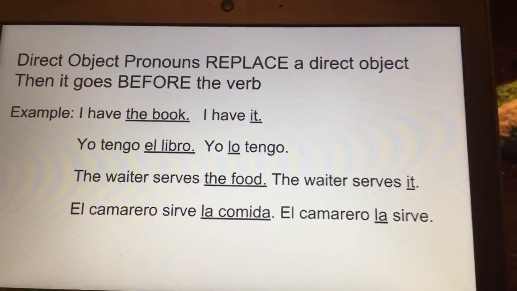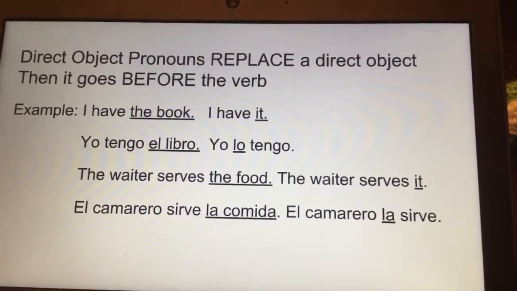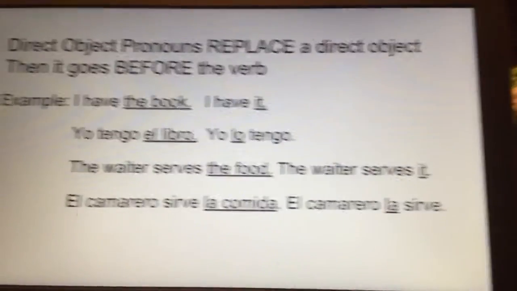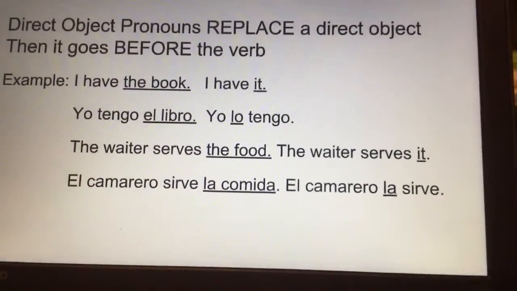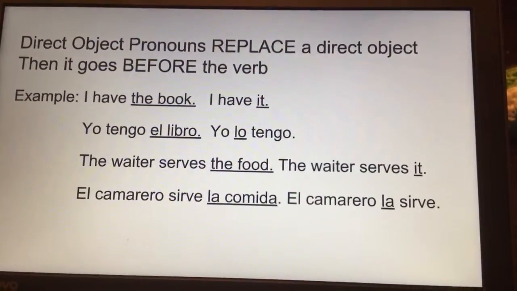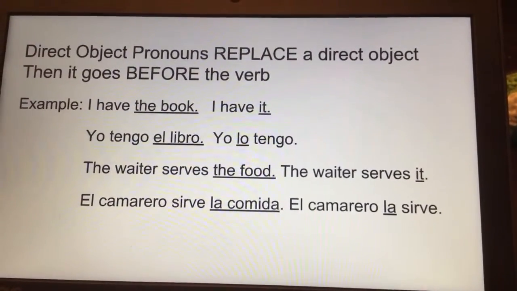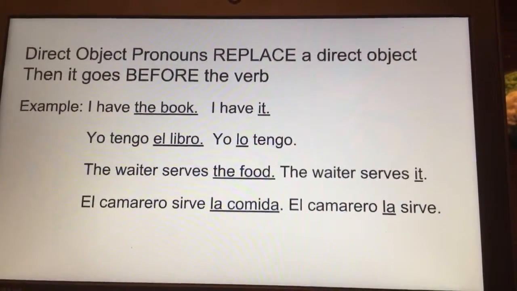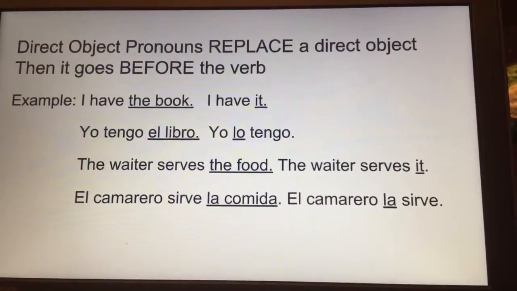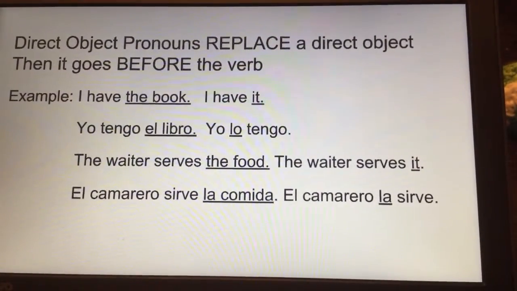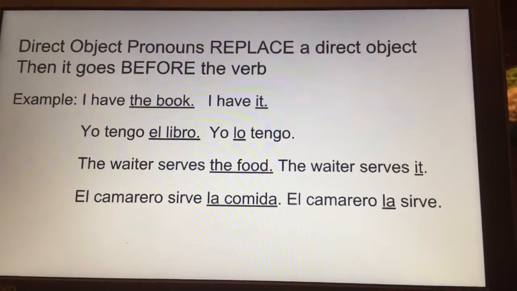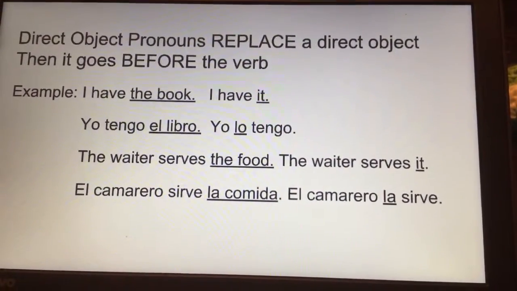In Spanish, your example would be, yo tengo el libro. We would replace el libro with the word lo, which you'll find out in a few minutes. That's a word for it. It goes before the verb tengo. So you'd say, yo lo tengo. Another example, the waiter serves the food. You would replace the food with it if you want to shorten it up. You have the waiter serves it. In Spanish, you would have el camarero sirve la comida. You would replace la comida with the word la. Put it before the verb sirve, and you now have el camarero la sirve.